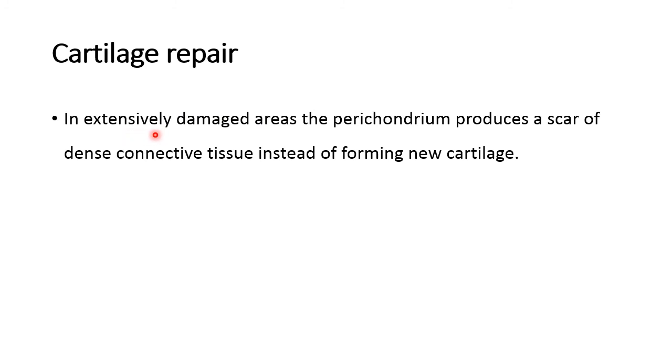طيب in the extensively damaged areas، إذا حصل دمار بصورة كبيرة جدا severe، بيحصل شنو؟ The perichondrium produces a scar of dense connective tissue instead of forming new cartilage. بدل ما البريكوندريوم يعمل لنا new cartilage بيعمل شنو؟ بيجمع dense connective tissue بيعمل scar. السكار دي في الباثولوجي بتاخدوها لقدام، اللي هي بتحصل زي ندبة بالعربي يعني.